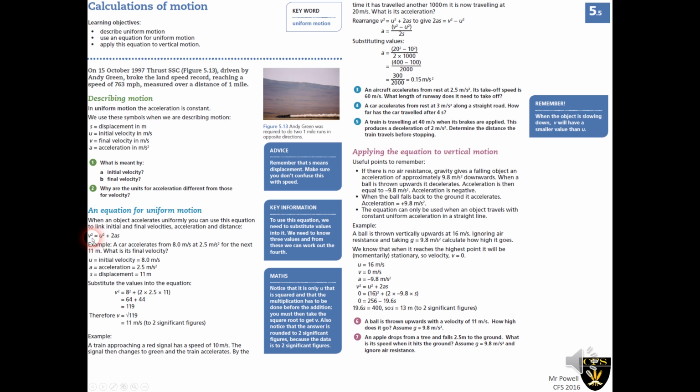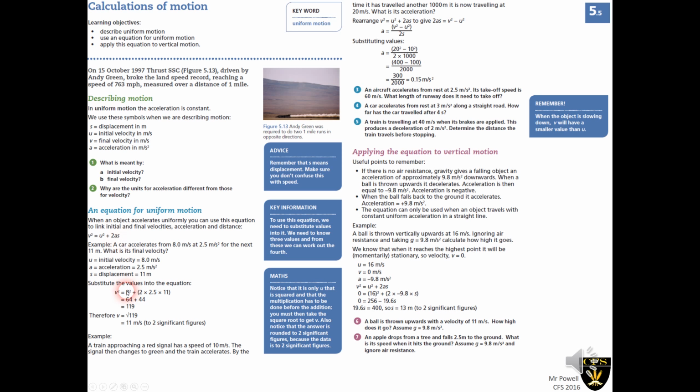Now this formula, v squared is u squared plus 2as. You don't have to derive it, you just have to use it. And the cool part is there's no time involved. So think about this. A car accelerates from 8 meters per second at a rate of 2.5 meters per second squared for 11 meters. We want to know what is the final velocity, so we use the equation as is.